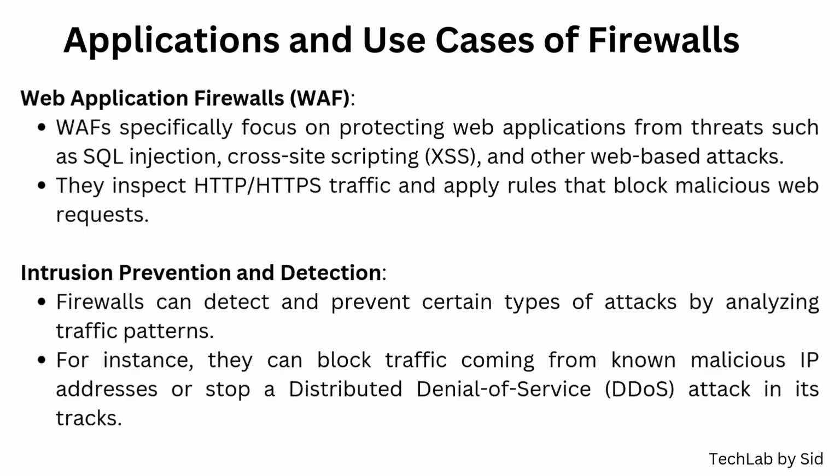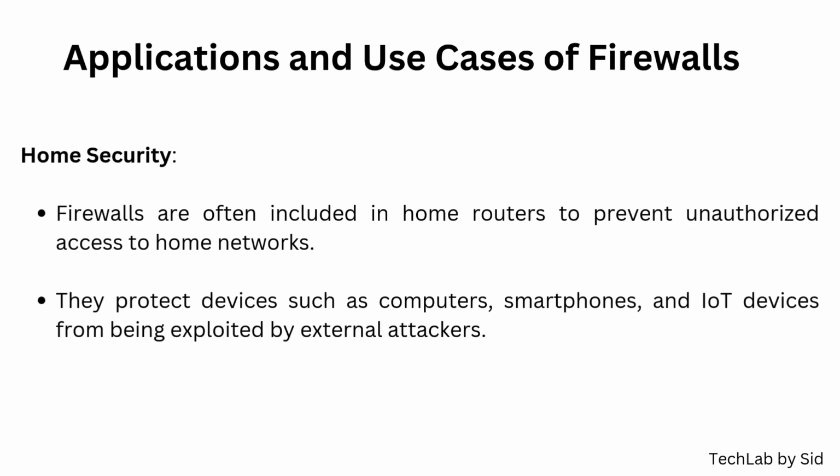Intrusion prevention and detection. Firewalls can detect and prevent certain types of attacks by analyzing traffic patterns. For instance, they can block traffic coming from known malicious IP addresses or stop a distributed denial of service (DDoS) attack in its tracks. Home security. Firewalls are often included in home routers to prevent unauthorized access to home networks. They protect devices such as computers, smartphones, and IoT devices from being exploited by external attackers.